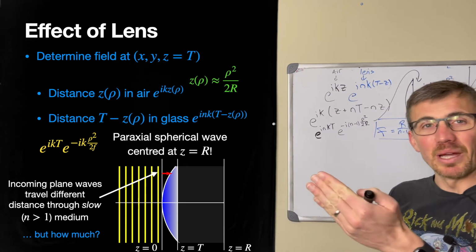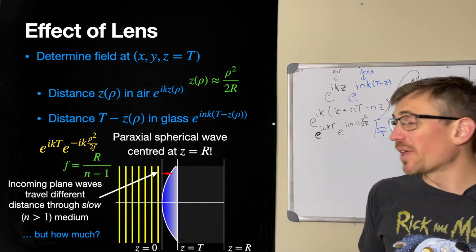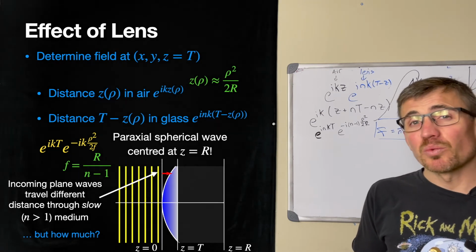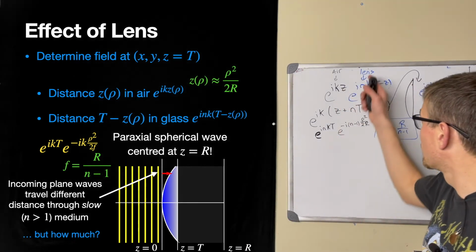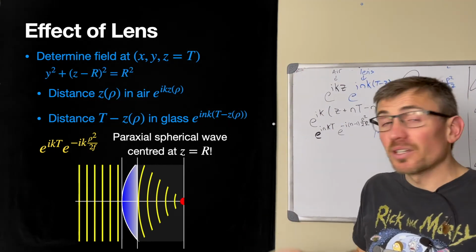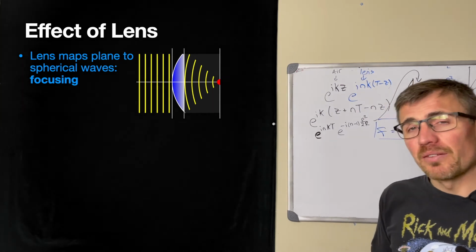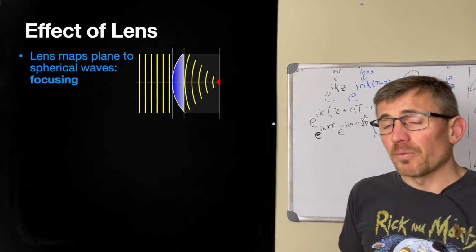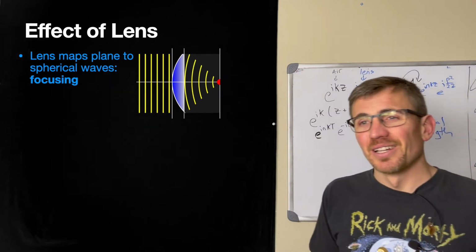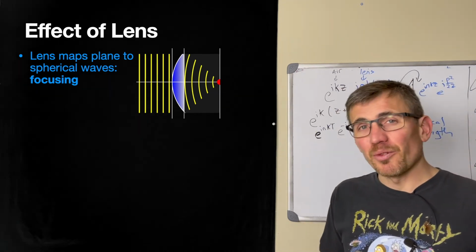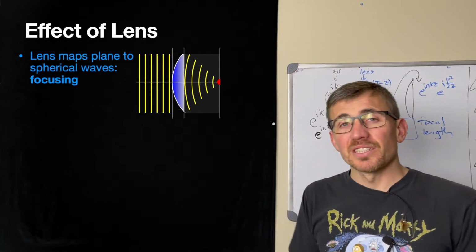It takes a plane wave and it turns it into a spherical wave with an origin at what we call the focal length, f, which is r divided by n minus 1. R is the radius of curvature of the lens. Let's look at the effect of a lens. What is it actually doing? Now we can see another way of thinking about a lens. We're going to think about it as a magnifying glass and an objective in a telescope and microscope later, some eyeglasses a bit later. But for now, it's a converter of plane waves to spherical waves.